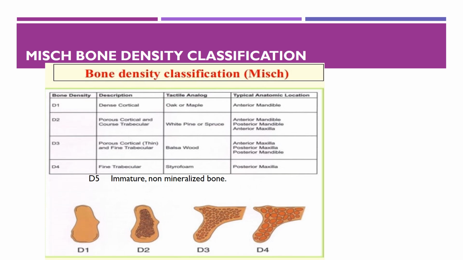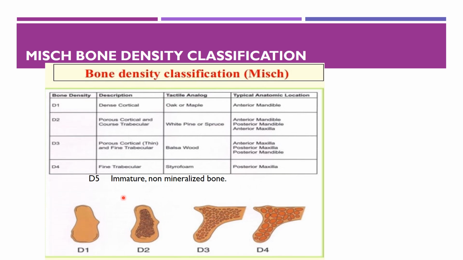Coming to the bone density, this classification has been given by Misch. This is very important for evaluating the bone quality. You can see that D1 is a dense cortical bone, like oak or maple wood, seen in the anterior mandible, whereas D2 is a porous cortical and coarse trabecular bone seen in the anterior mandible, posterior mandible and anterior maxilla, whereas D3 is a porous cortical, thin, with a fine trabecular area, and D4 will be fine trabecular. So you can see that D1 is very dense cortical, here it is porous cortical with coarse trabecular, porous cortical with fine trabecular, and this fine trabecular. So this is D4.